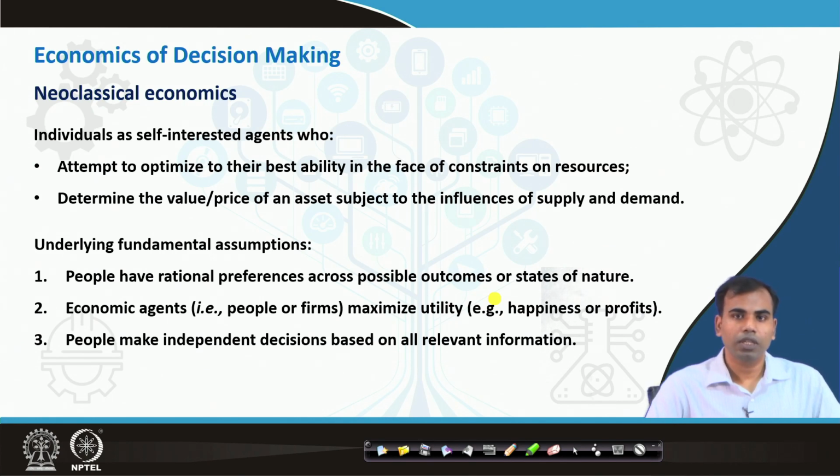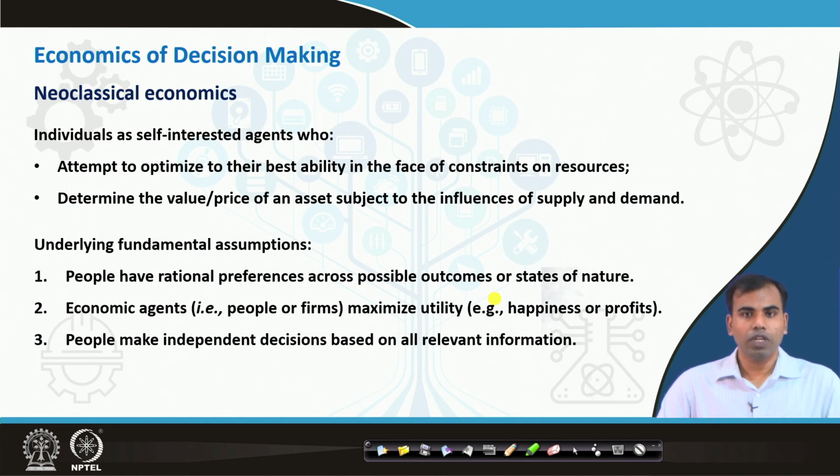Now, the third assumption that the utility theory is based on is that information is available in the market to all economic agents, and these economic agents make independent economic decisions considering all the information. Now, let us try to understand the relevance of these economic assumptions for this utility theory.